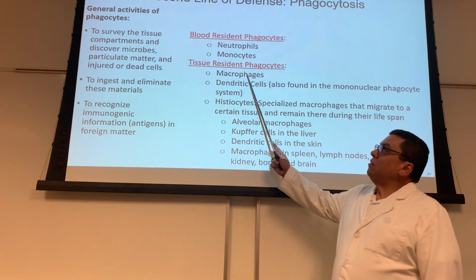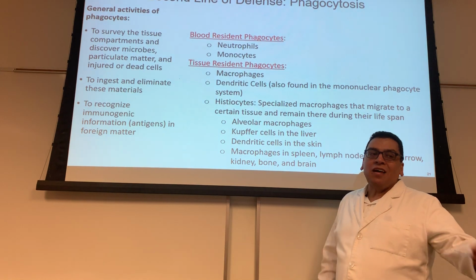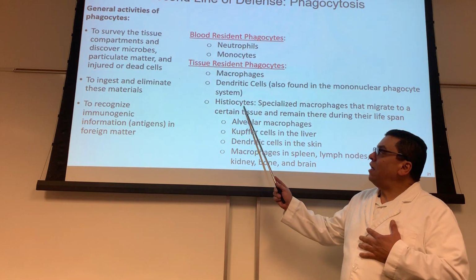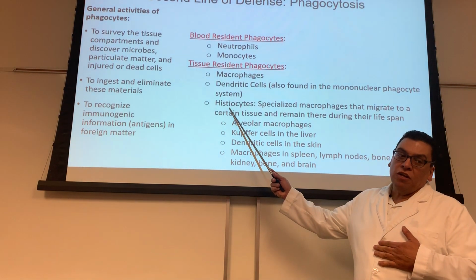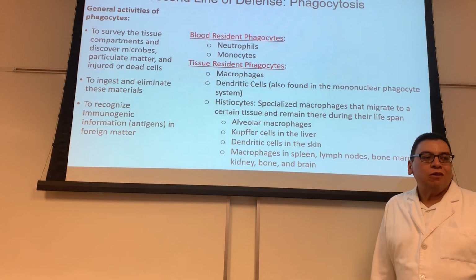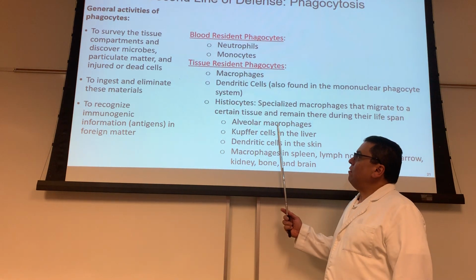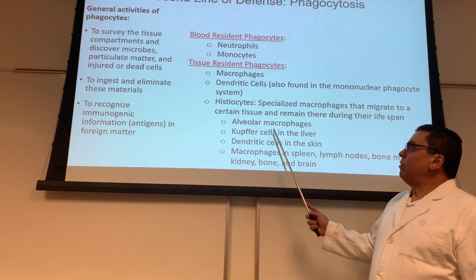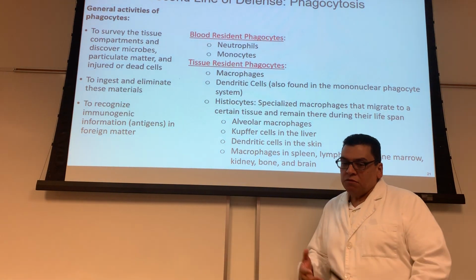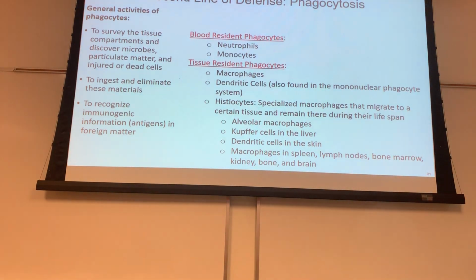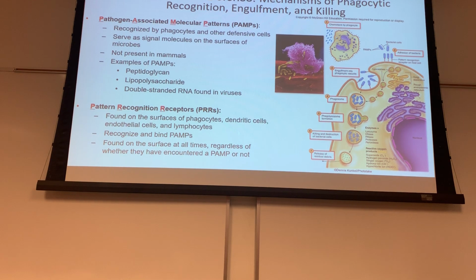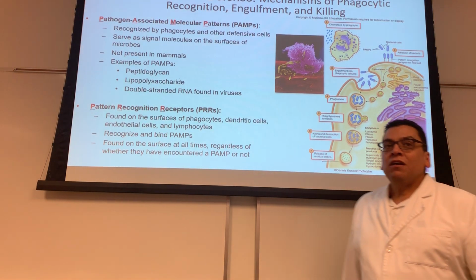And these cells that live within tissue are together called histiocytes, the cells that associate with tissue. The name of the macrophage is based on the tissue they're associated with, like the alveolar macrophages in the lung, Kupffer cells in the liver, and the macrophages that live in your skin are called dendritic cells. Those are just names, but they're all basically macrophages, and they are involved in the second line of defense mechanism, phagocytosis.